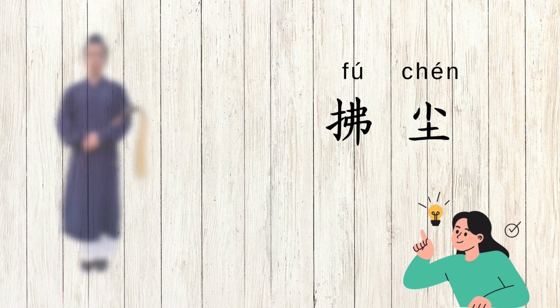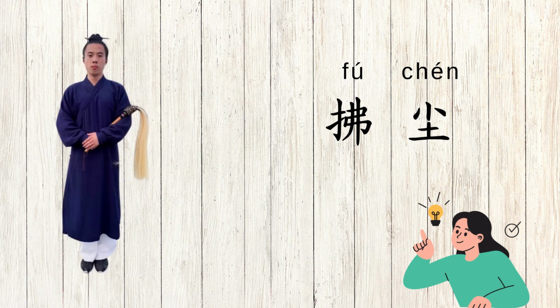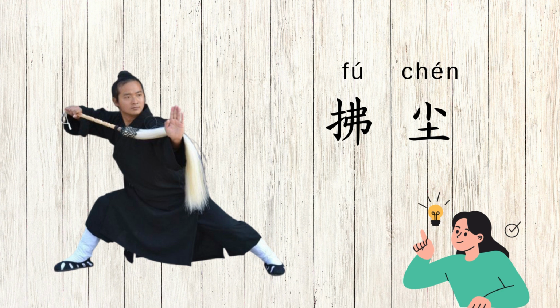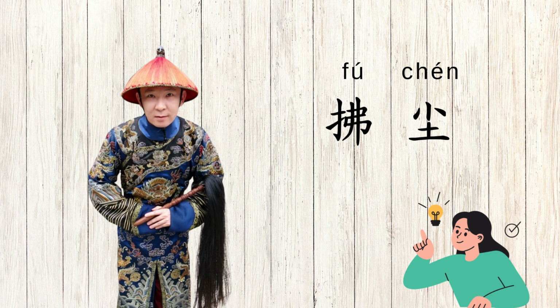Even today, Taoist priests often carry Fu Chen during rituals, and some traditional martial arts styles even use it as a weapon. In ancient China, during the imperial dynasties, eunuchs also carried Fu Chen, not for spiritual practice, but simply to sweep dust and keep insects away.